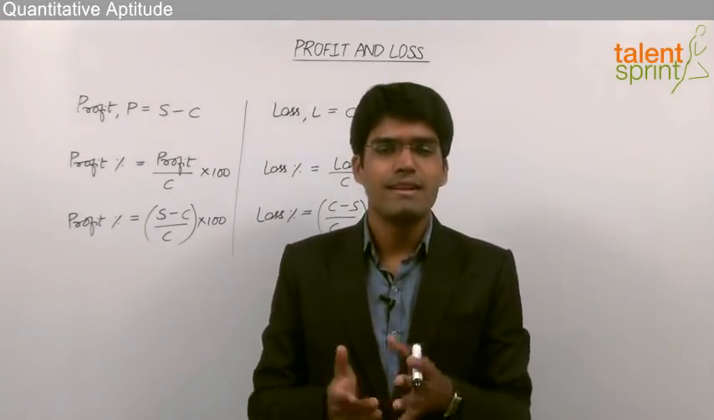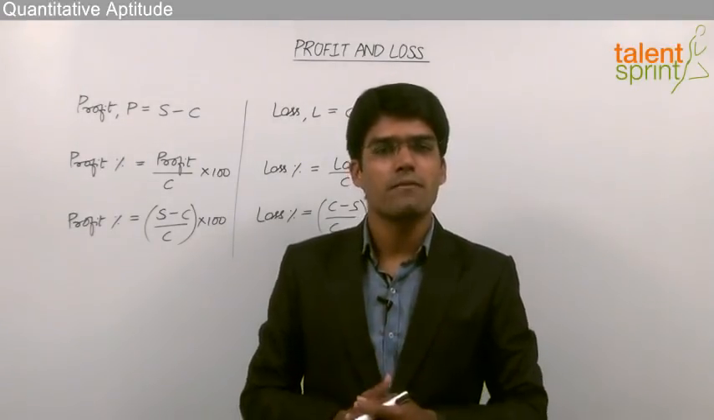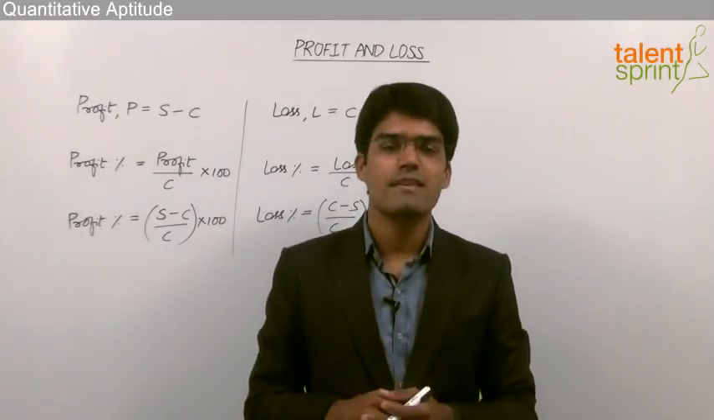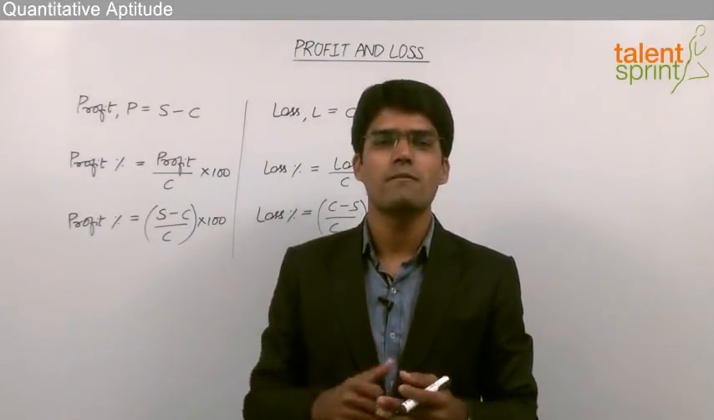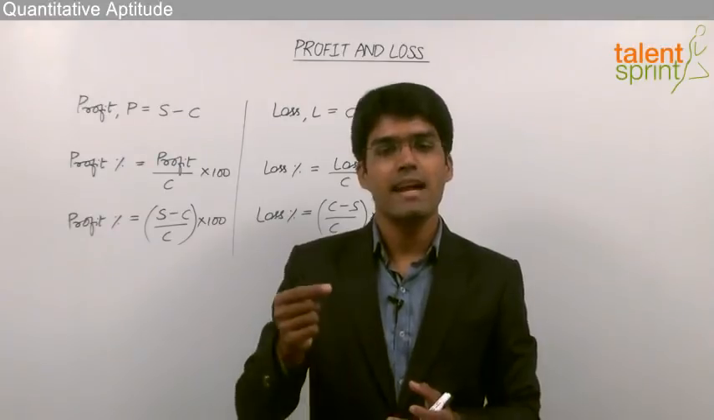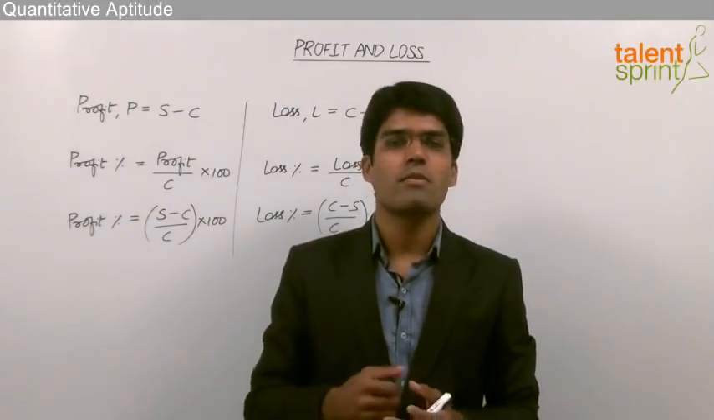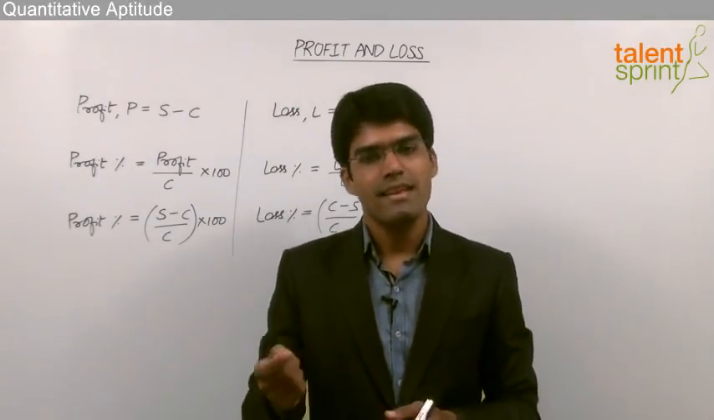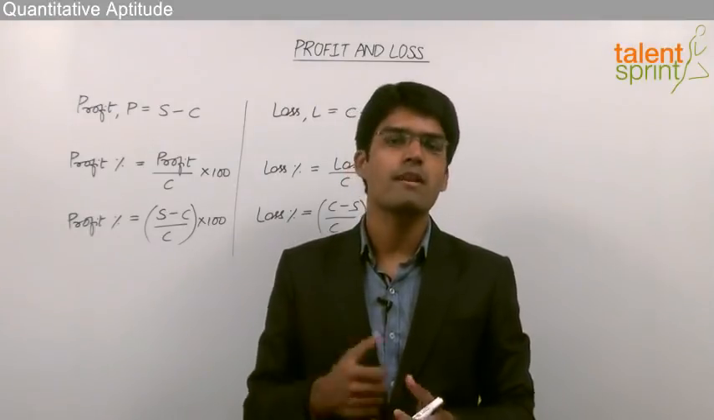For example, let's say that A has bought an article for 10 rupees. His cost price is 10 rupees and he has sold the article for 20 rupees. So we can understand how businessman A has made a profit of 10 rupees. Cost price is 10 and selling price is 20. So profit would be 10 rupees.